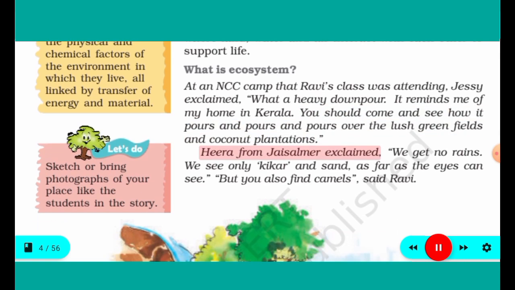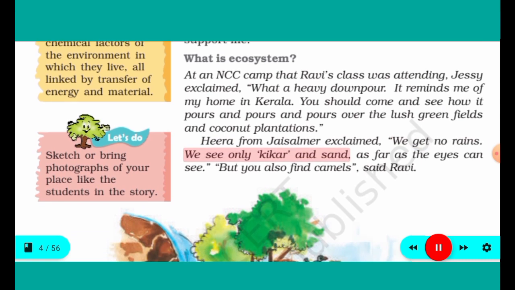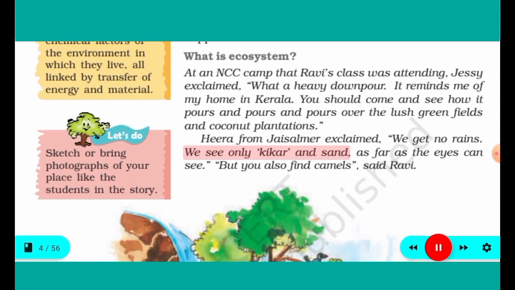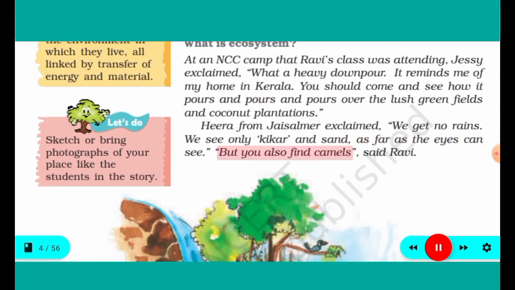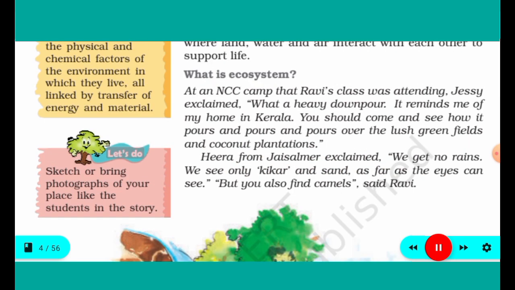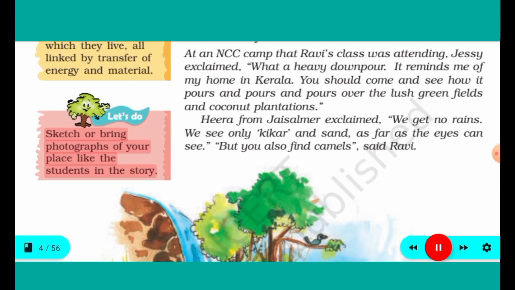Hira from Jaisalmer exclaimed, "We get no rains. We see only kikar and sand, as far as the eyes can see." "But you also find camels," said Ravi. Let's do: sketch or bring photographs of your place, like the students in the story.